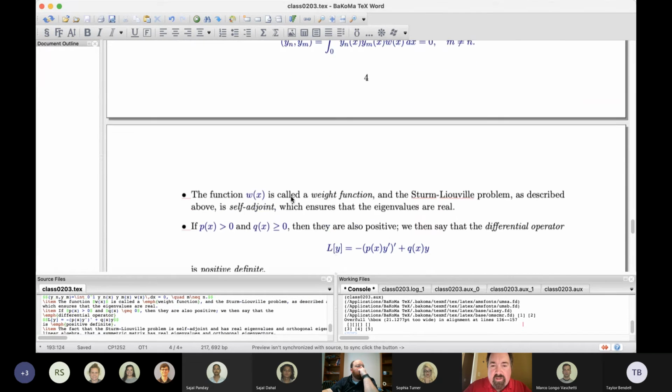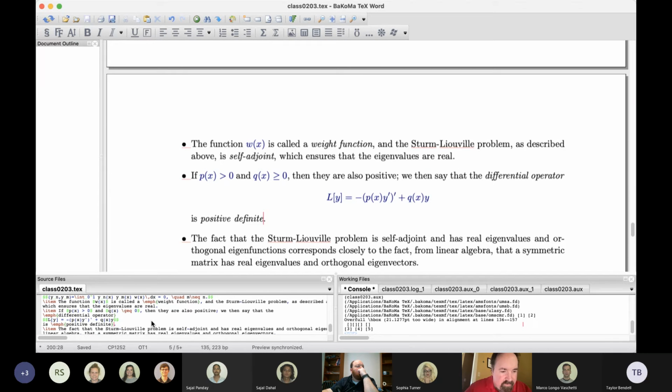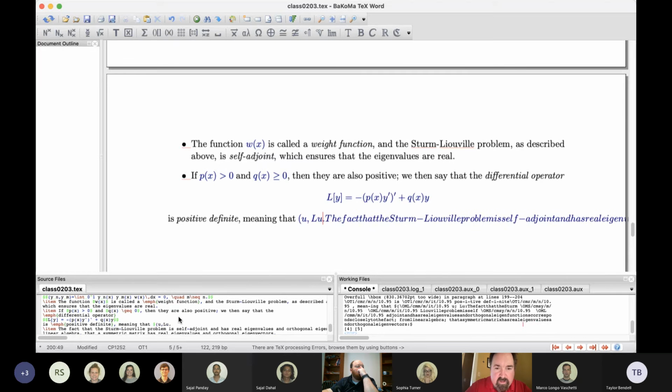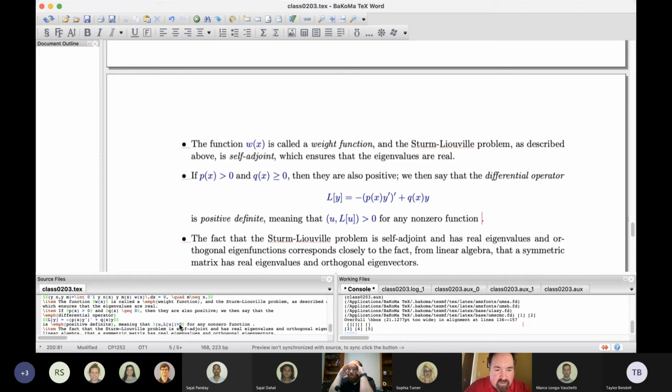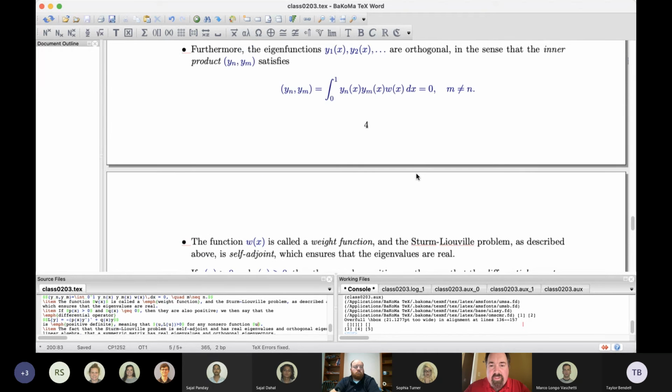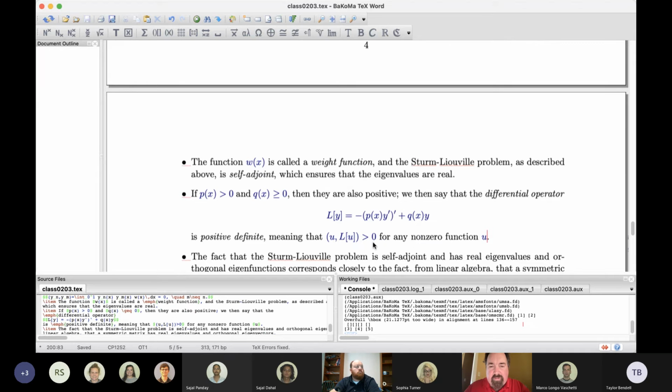So this notation allows me to give an equation that defines positive definiteness. That this inner product, let me include the brackets, if I take a function u that has to be non-zero, u, not y, and I apply this linear differential operator L to it, then take the inner product with u, where that inner product is defined here, it's guaranteed to be strictly positive. So that's what it means for an operator such as this one to be positive definite.